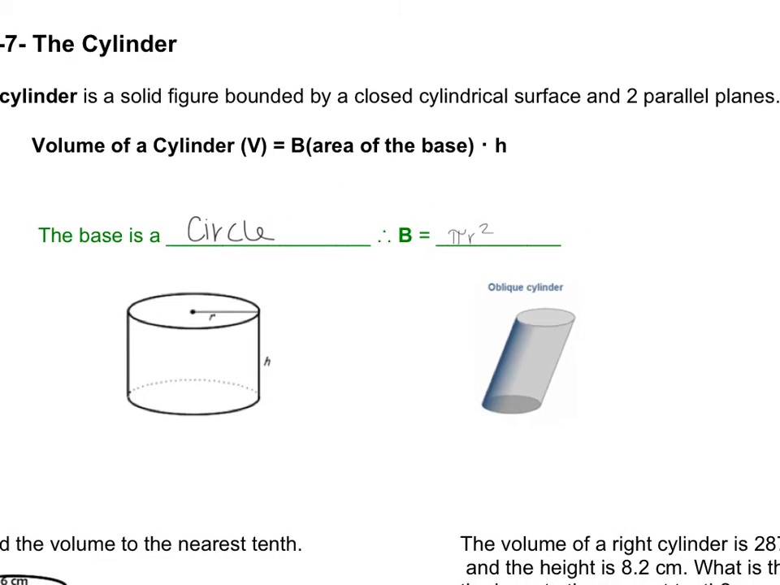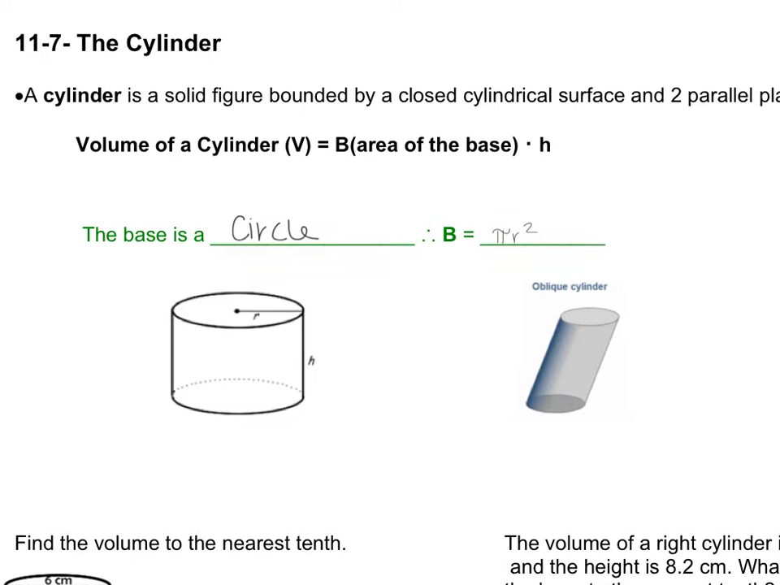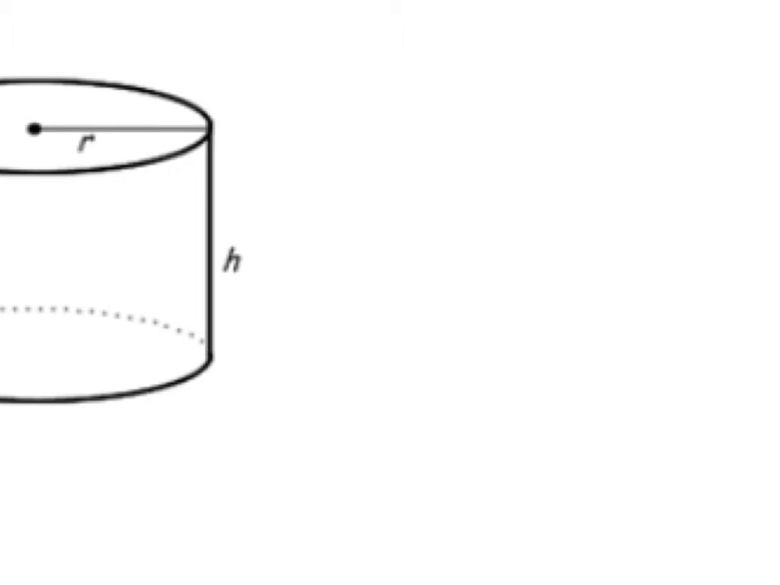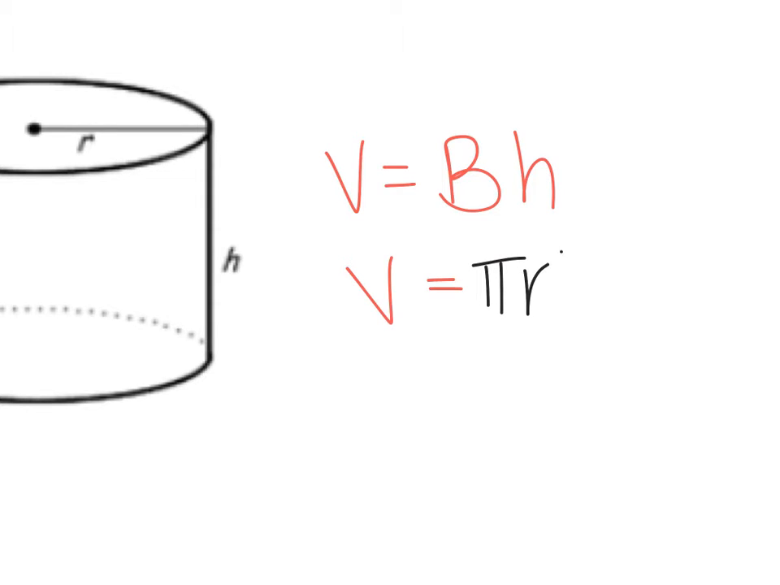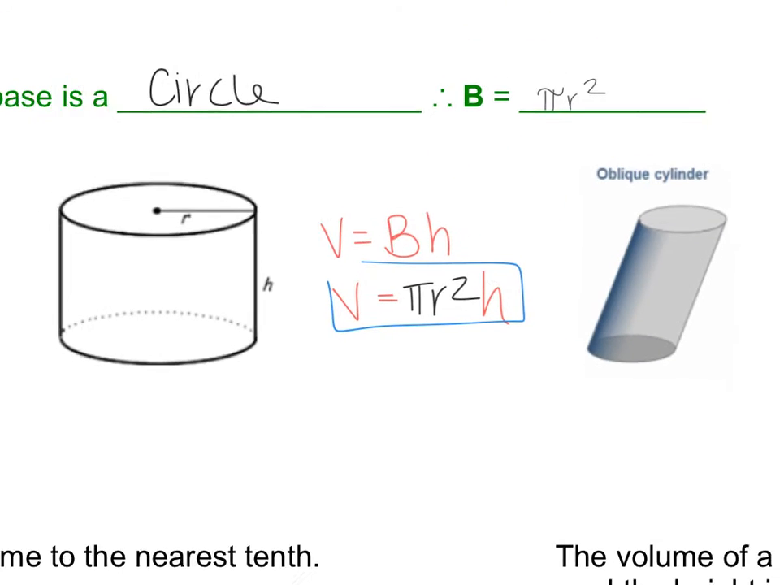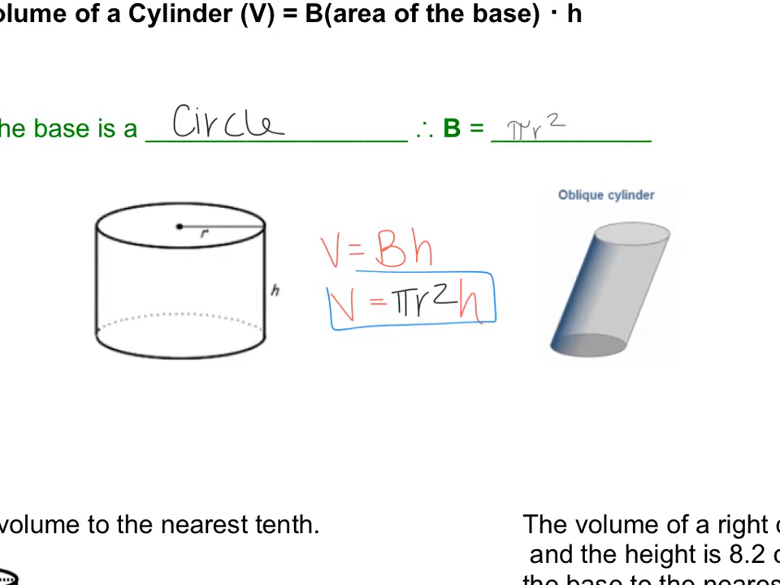So if you want to think about it, your volume of a cylinder really isn't just BH, it's volume equals pi r squared times h. That is going to be the formula you're using as you solve these questions, because the volume of a cylinder is just pi r squared h.